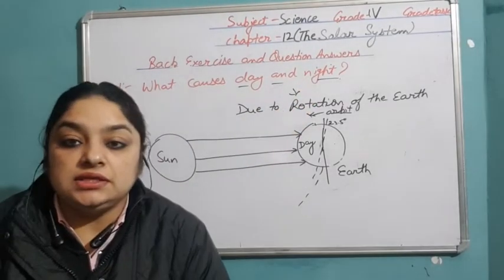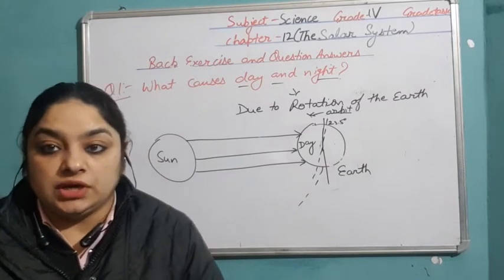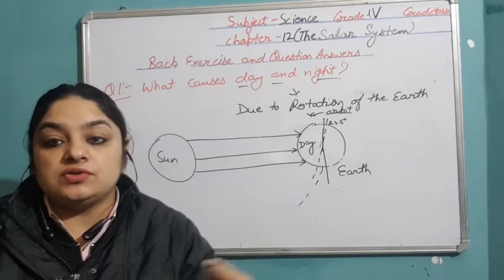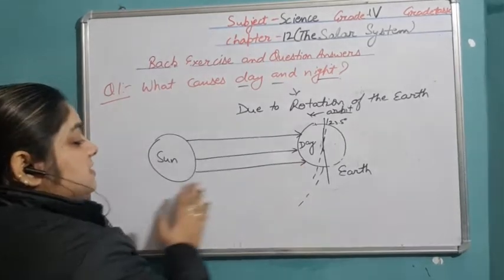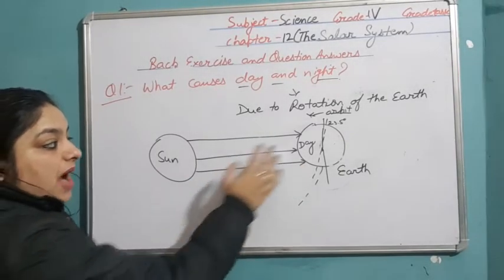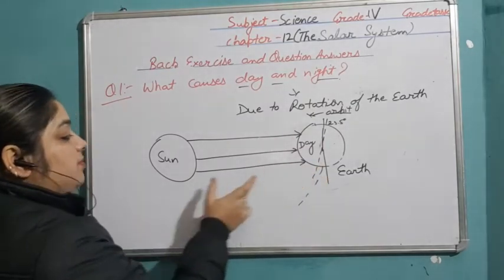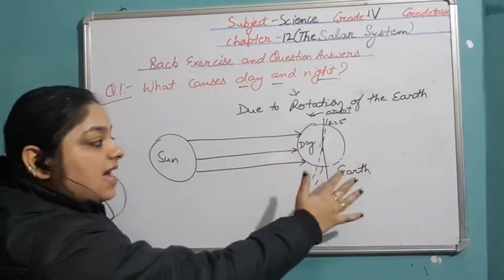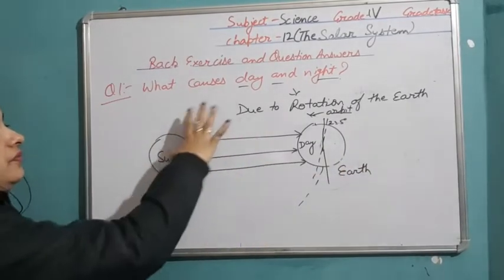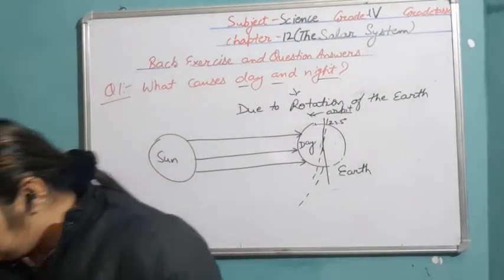Day and night are caused due to the rotation of the Earth. Earth is continuously moving on its own axis, and half of the Earth faces the Sun at a time. So the part of the Earth which faces the Sun has day, and the other half which is on the other side of the Earth has night. So in this way, day and night are caused.